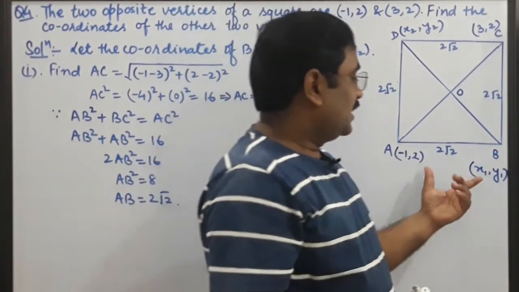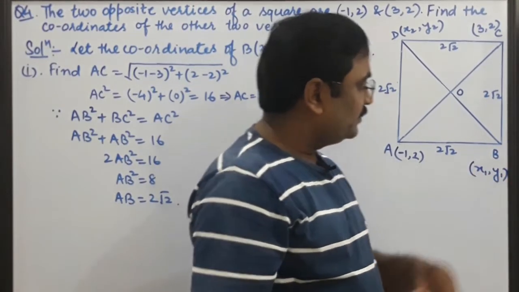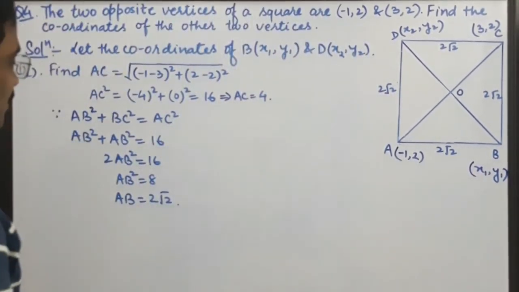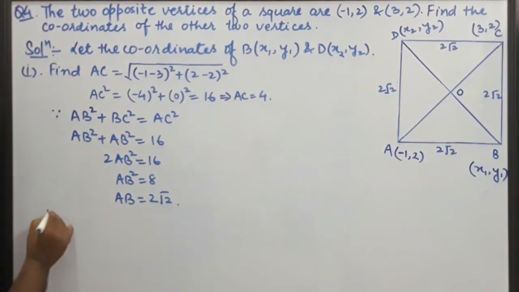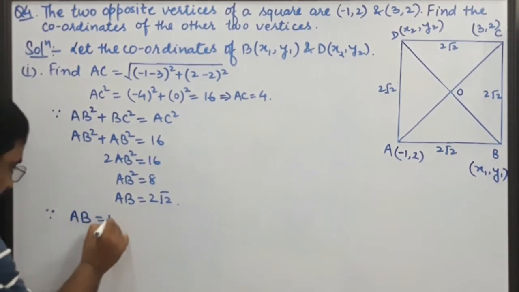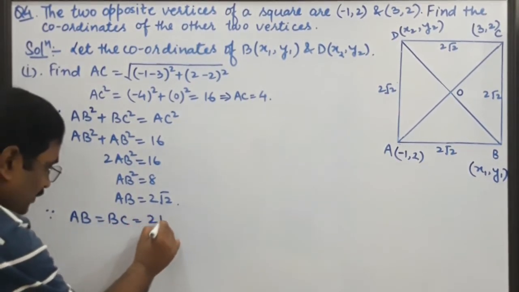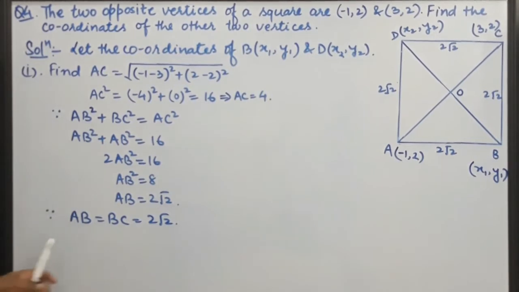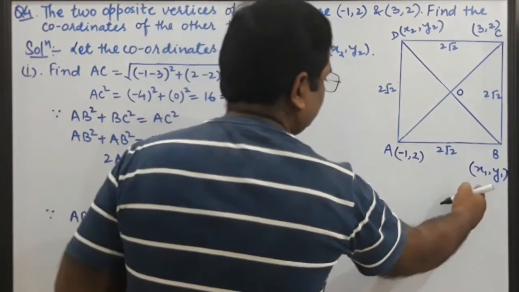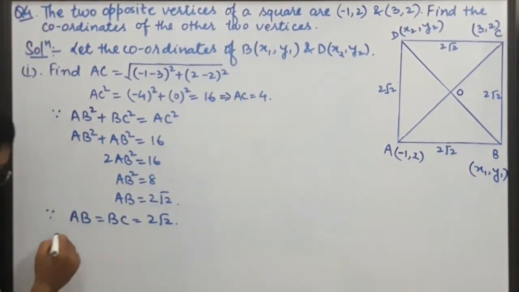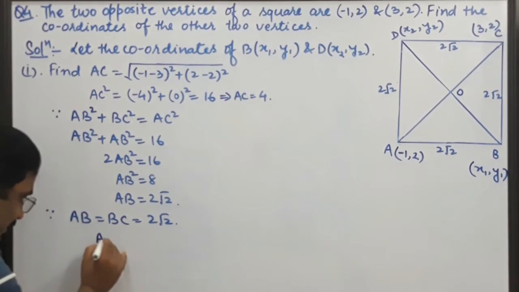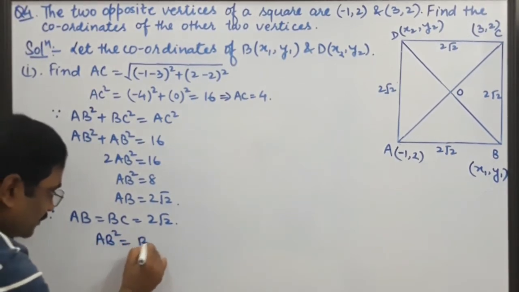To find the coordinates of point B, we need to take AB equals BC. So since AB is equal to BC, which is equal to 2 under root 2, let us find it. AB is equal to BC. Right? So as AB is equal to BC, therefore we can write AB square equals to BC square.